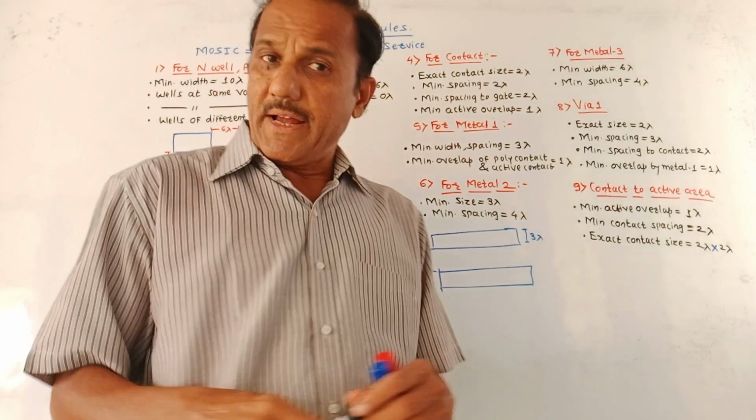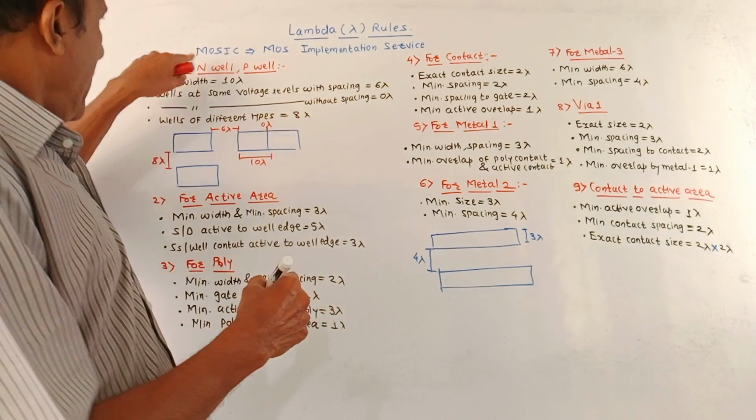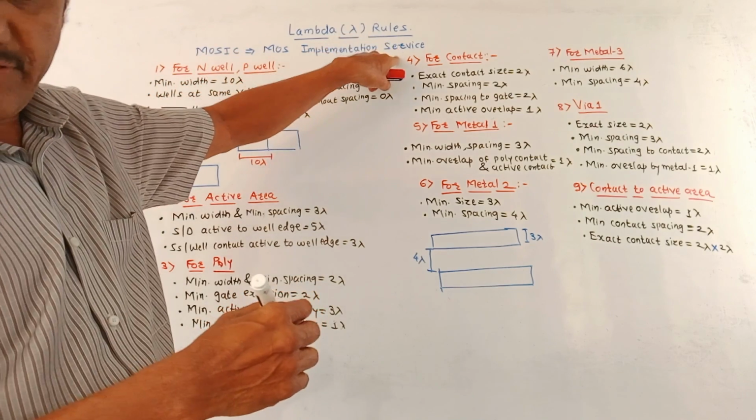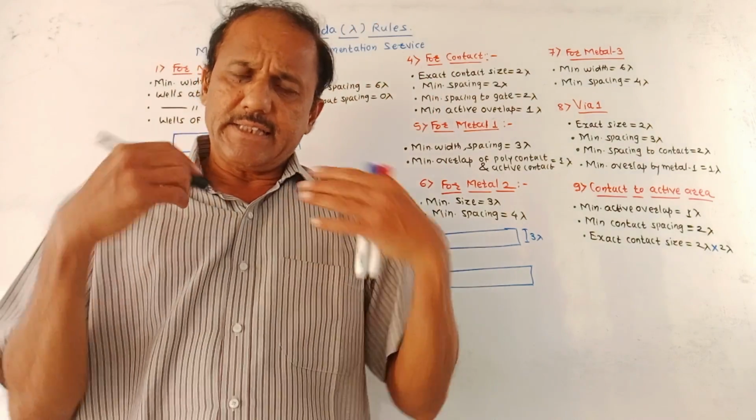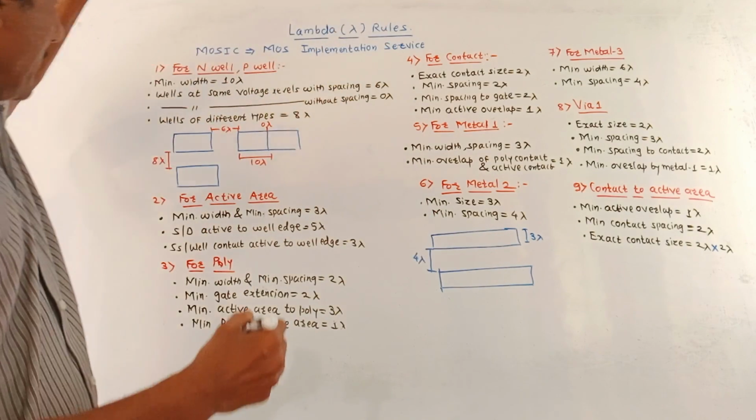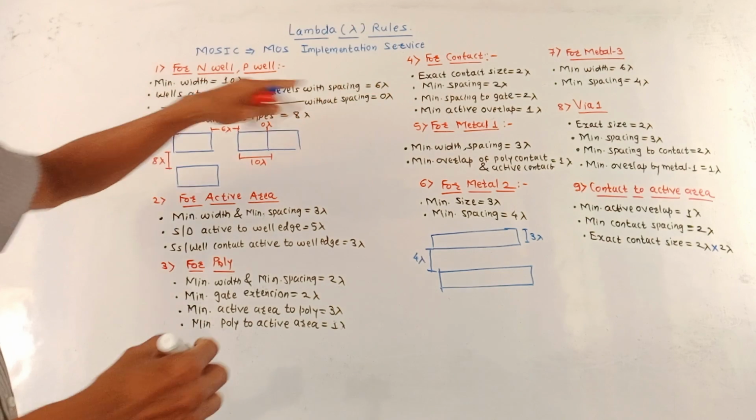Next most important part is MOSIS, that is MOS Implementation Service. These are scalable design rules. So we will talk about Lambda rules. So these are the rules.